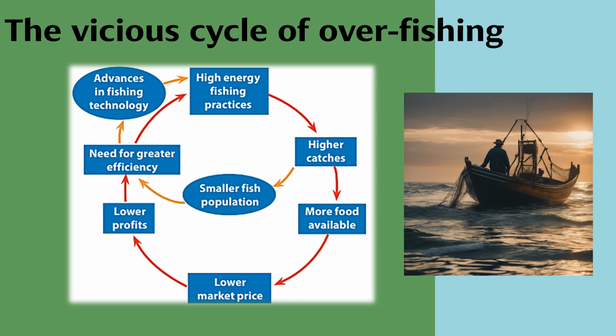advances in fishing technology, high energy fishing practices, higher catches, meaning more fish, smaller fish populations because of all the catching, more food available. Yes, you catch more fish, there's more food, lower market price, it's not that expensive, and then they do get lower profits. But on the other hand, need for greater efficiency. So it's a vicious cycle.